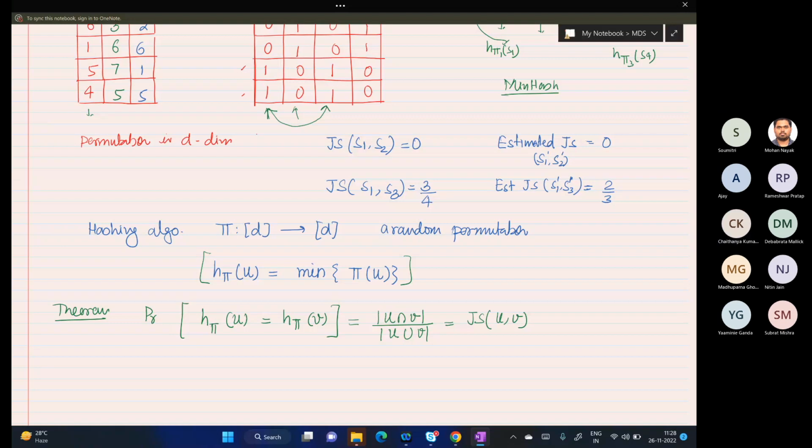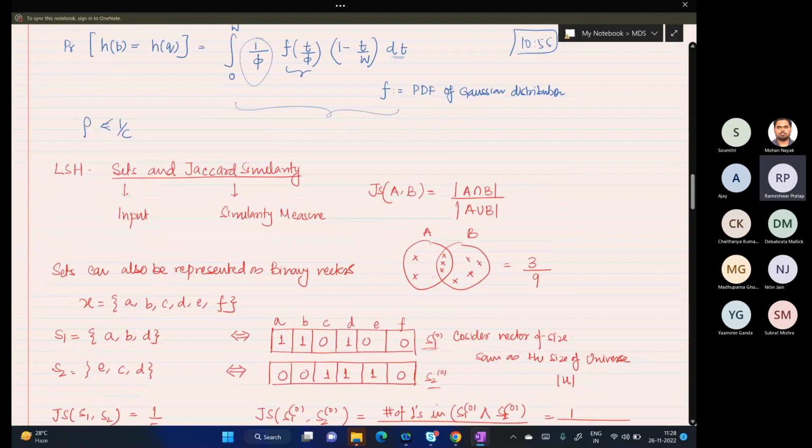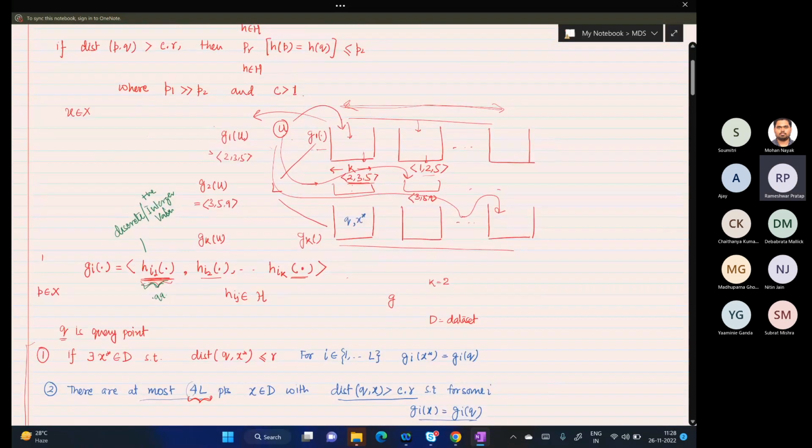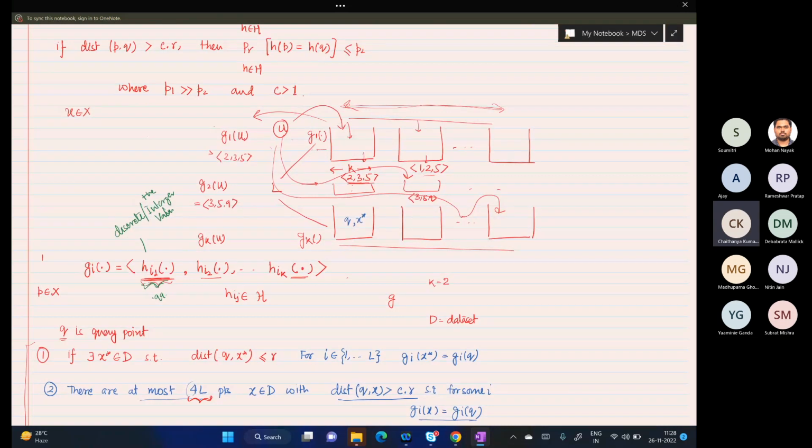Sir, are we doing this for 1 pi or all? So this is for 1 pi, but again, we can put this in this framework. So one bucket here would be a combination of pi 1, pi 2, pi k. Yes. H pi 1, H pi 2, H pi k.